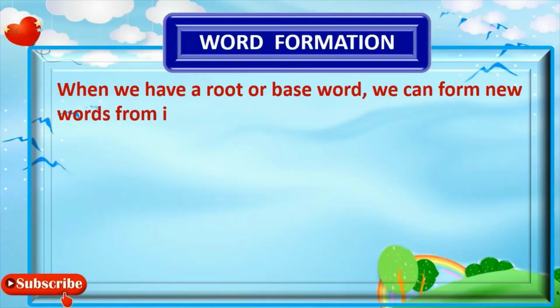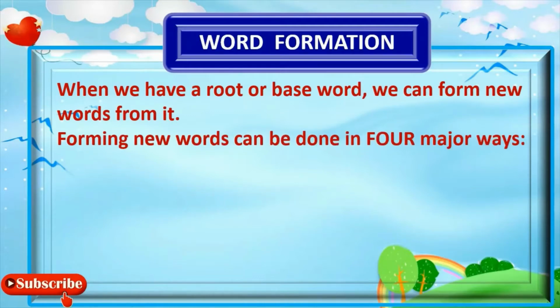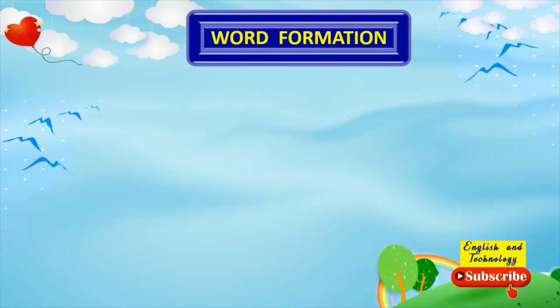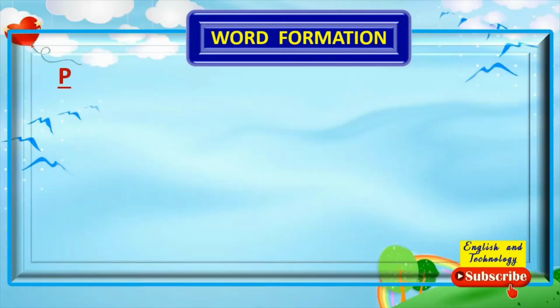Now, when we have a root or base word, we can form a new word from it. We can form new words from a particular root word or base word. Forming new words can be done in four major ways. One, we can form new words by using prefixes. We can also form new words by using suffixes. We have conversion as a third one, and the last one is compounding. We actually have more ways to form words, but these are the four major ones that we're looking at in this lesson today. So now let's start with the first one, which is prefixes.